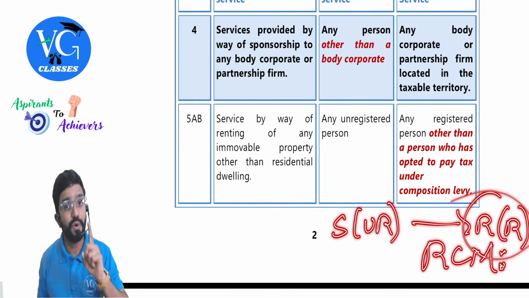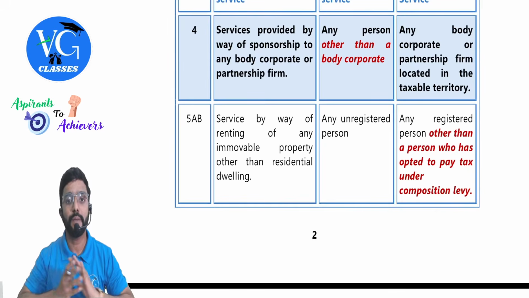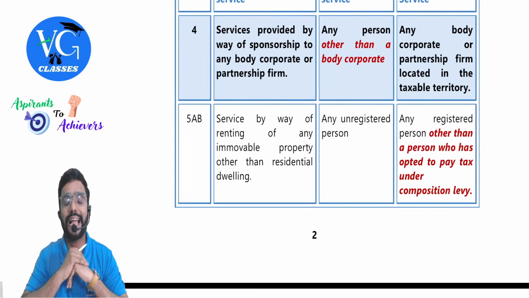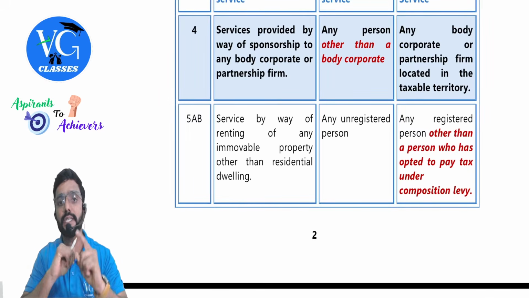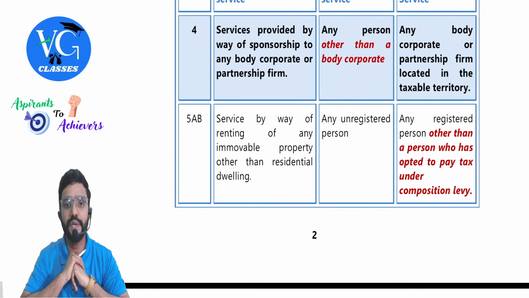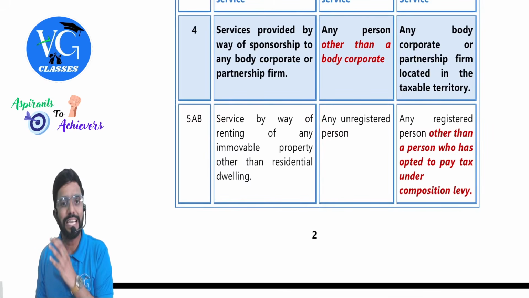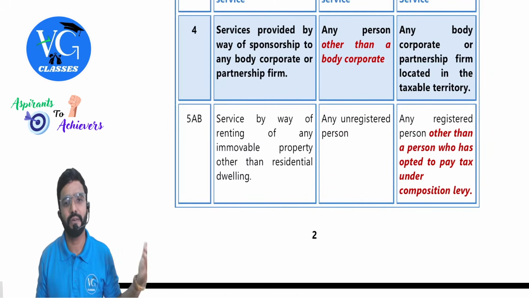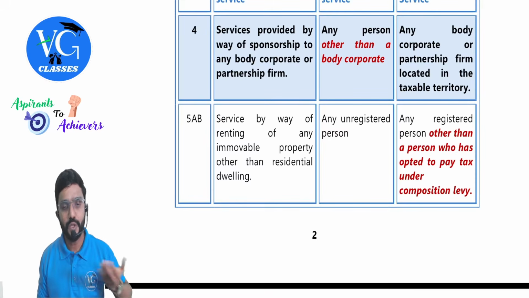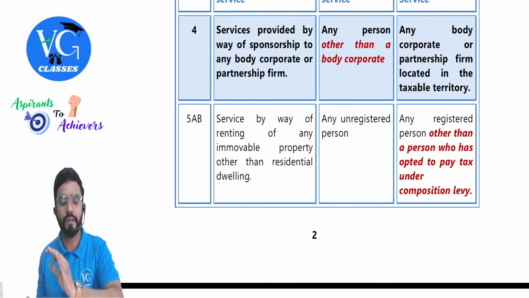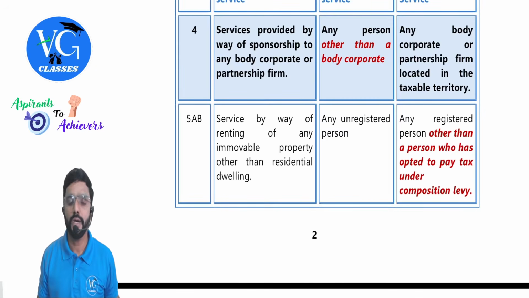Got it? And hope you guys are aware, for the composition supplier, that is whoever is willing to pay tax as per section 10, registration is mandatory. Irrespective of their turnover, they have to get registered under GST, guys. So if they have taken renting of any immovable property other than residential dwelling, assume they have taken a shop for rent, even though the tenant or the recipient is registered, but under section 10, no RCM. Hope you got it.